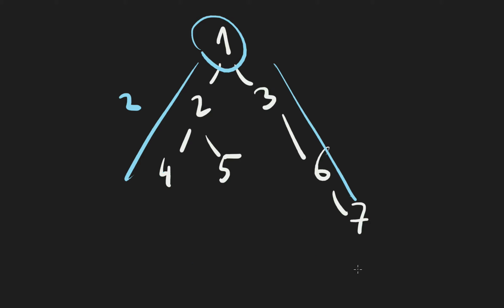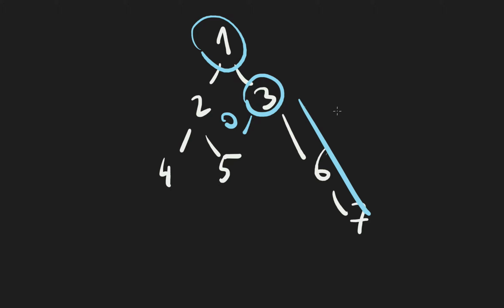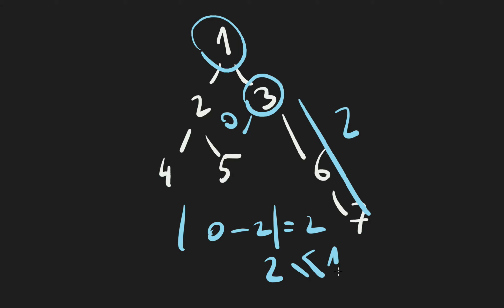But if we traverse the tree, here we have the depths of 1 and 1, so we're good. Let's move on. Now on this node, the maximum depth of the left subtree is 0, but the right subtree is 2. So 0 minus 2, and the absolute value is 2. Is 2 less than or equal to 1? It's not. That's why we return false. So this is now not a balanced binary tree.